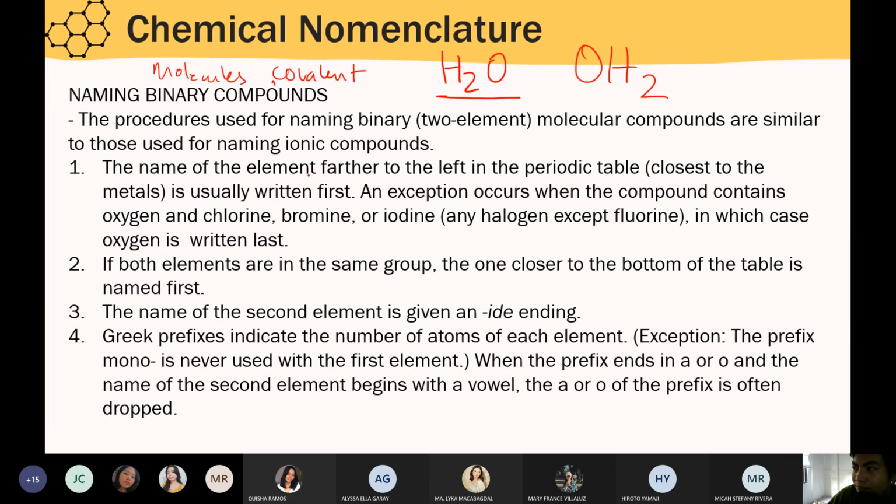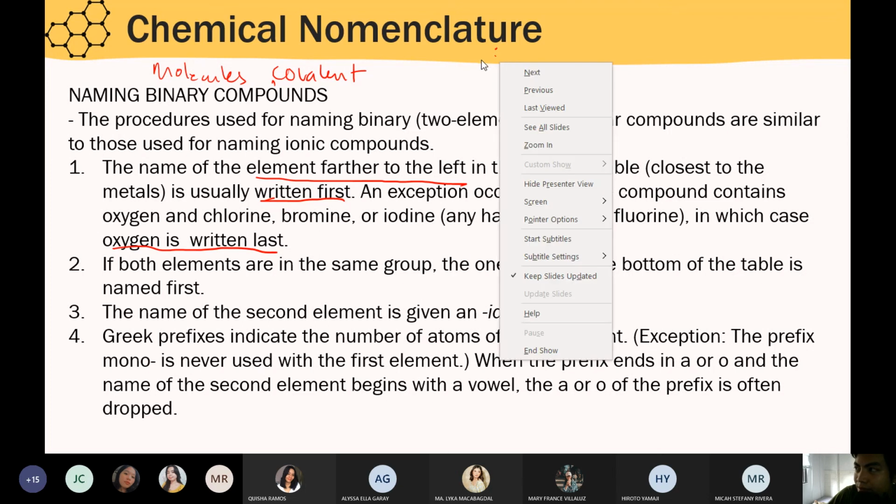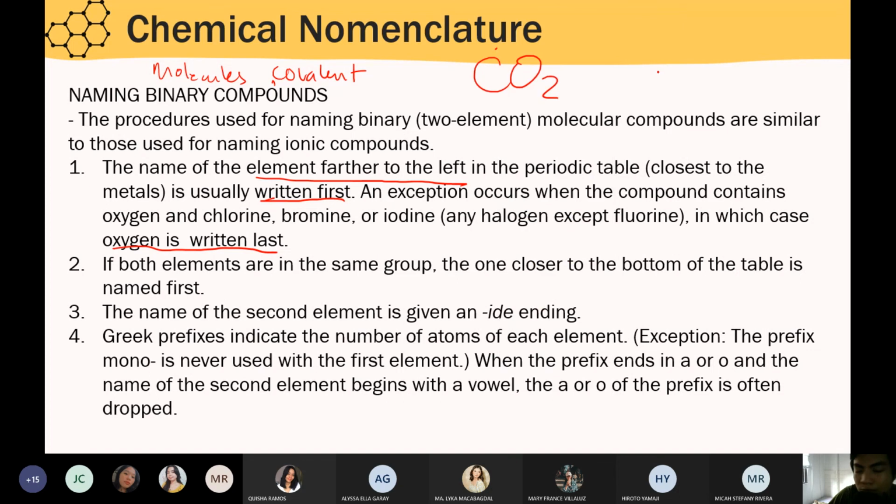Again, the idea is that the element farther to the left should be written first, and usually oxygen is written last. Okay. Another example will be CO2. Why do we write CO2? Why not O2C? Because again, carbon is on the left and oxygen is written last. So this is the proper way of writing the formula, not this one. Okay?